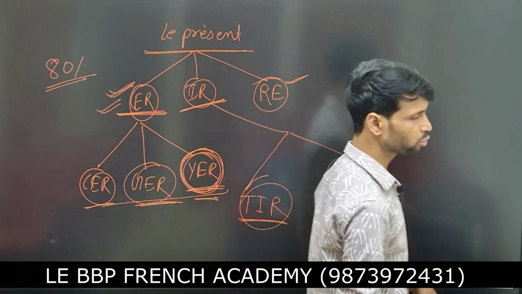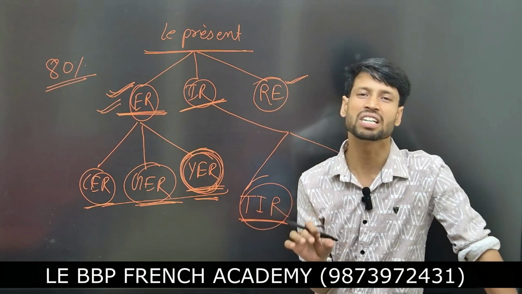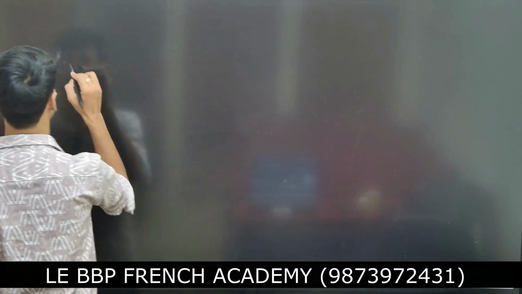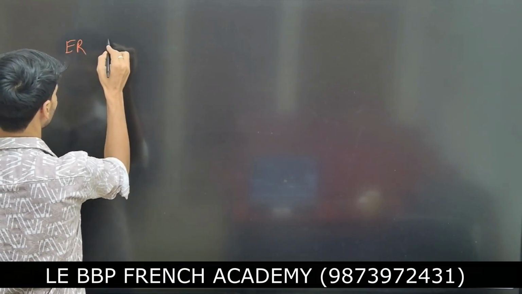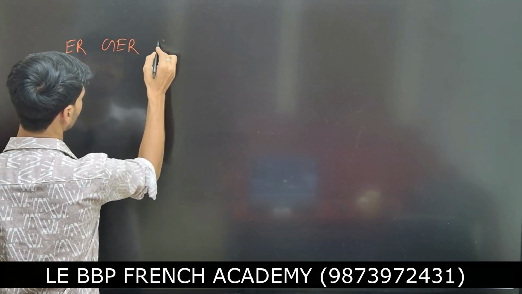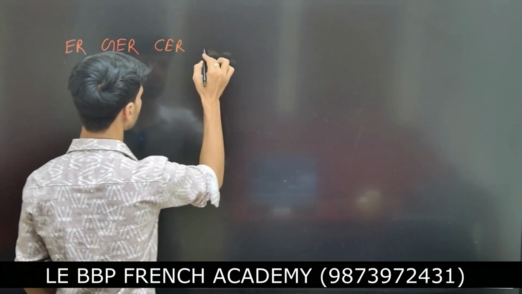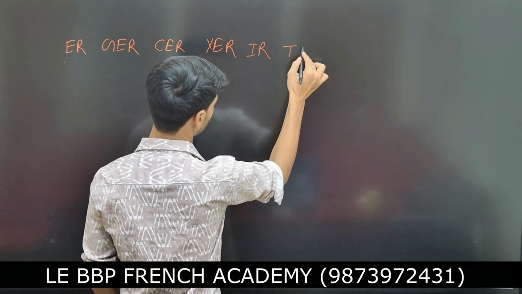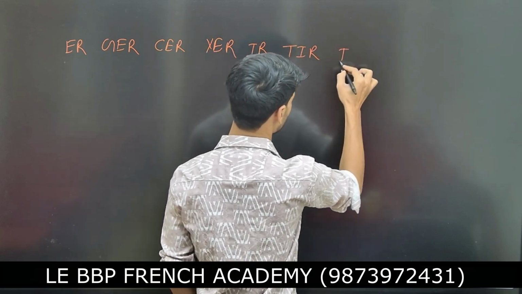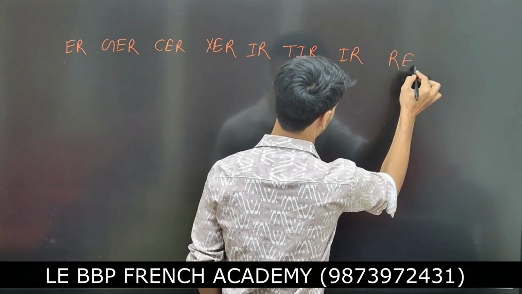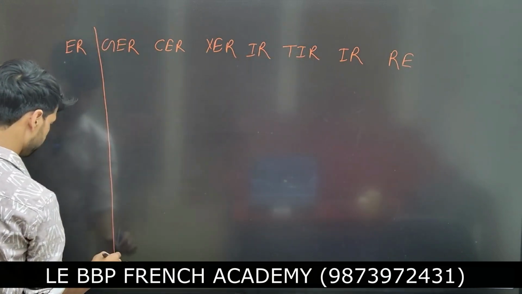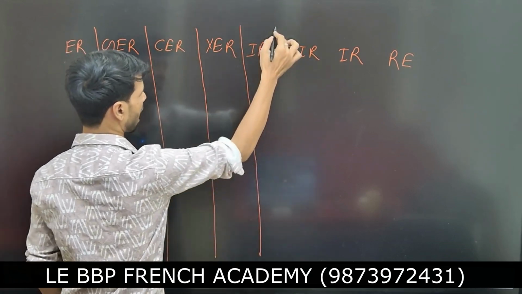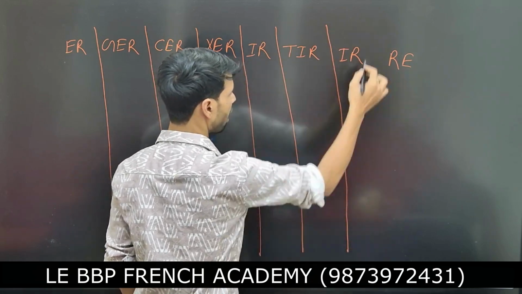And how to make the table and how to use it, look here. First of all, we write er, ger, cer, yer, ir, tir, rir, and re ending. I will make this table first, then I'll give you some examples and show how to use it.